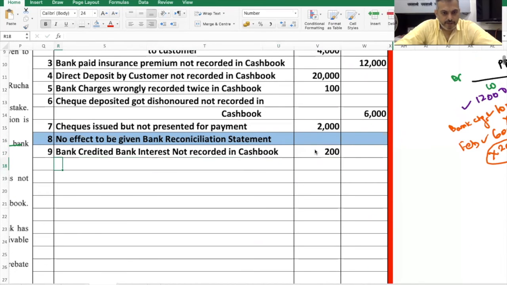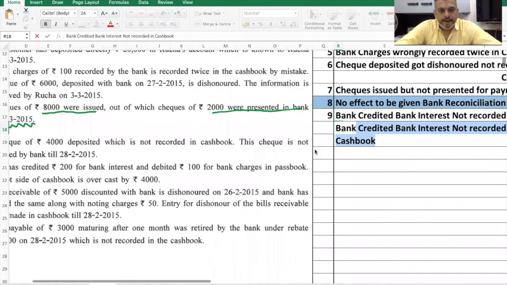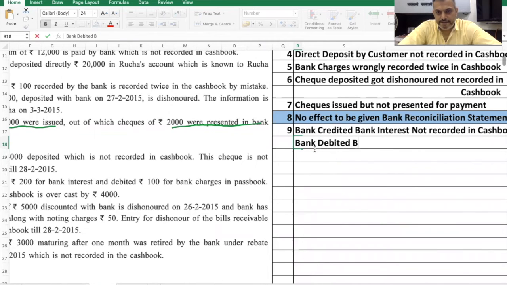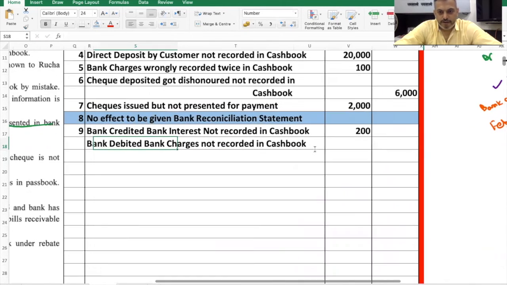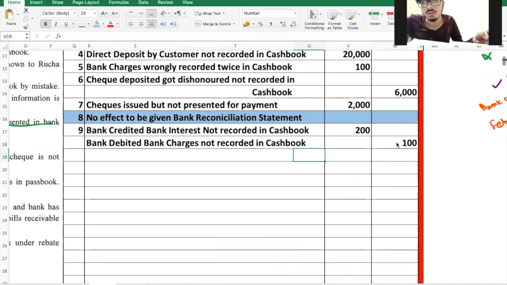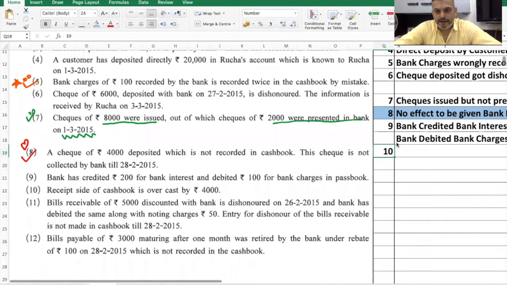And in the ninth one again, bank debited 100 for bank charges. So bank debited bank charges not recorded in cash book. Which side will we record this? On the credit side. Bank has debited, we should credit, which we have not. So we credit it in the bank reconciliation statement.